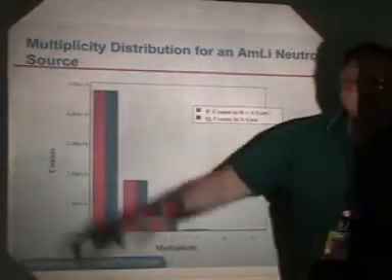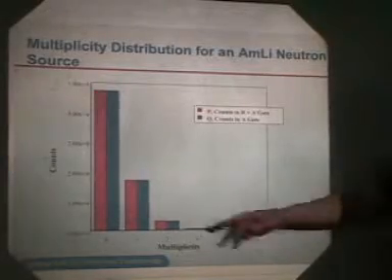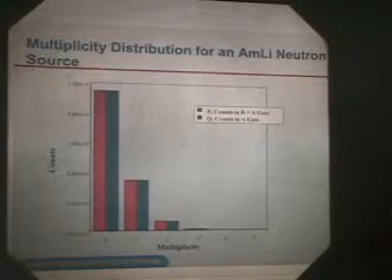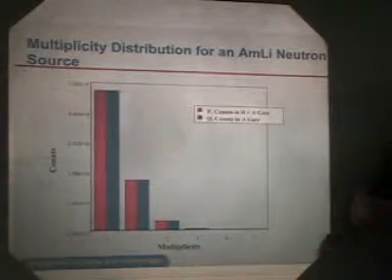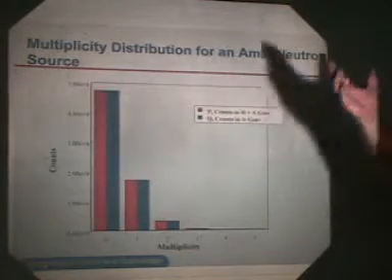It's all totals. And the reals and the accidentals are the same for the singles because the accidentals for the singles is a meaningless quantity. Point is that you have no reals of any kind because this does not produce any reals. That's why it's an Am-Li source.